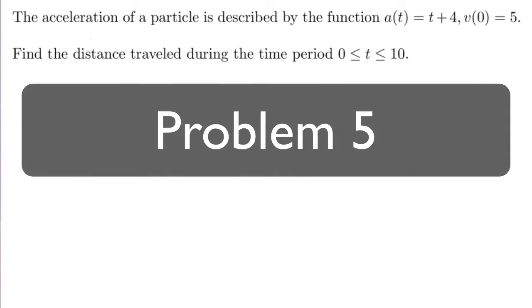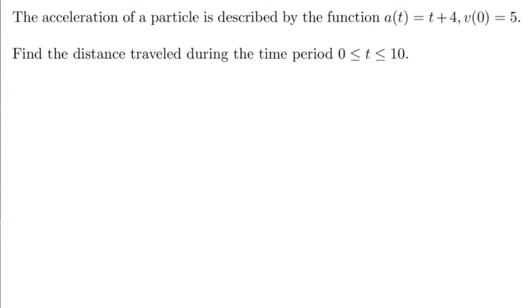Okay, so I have that the acceleration of a particle, I don't know what kind of particle, but let's just say it looks like that, is described by the function a of t equals t plus 4. I know v of 0 is equal to 5, and I'm looking for the distance traveled during the time period from 0 to 10.